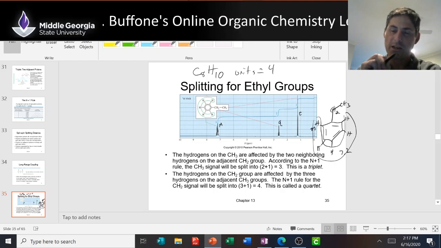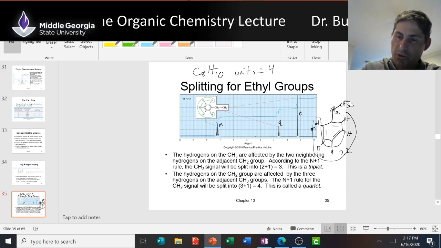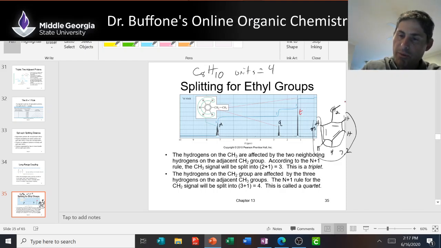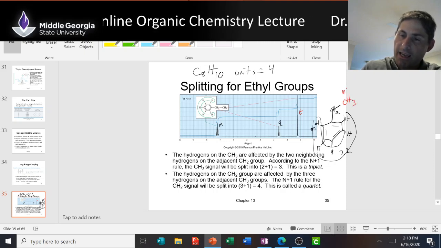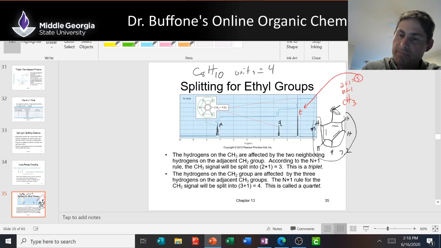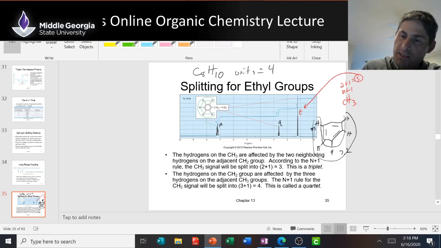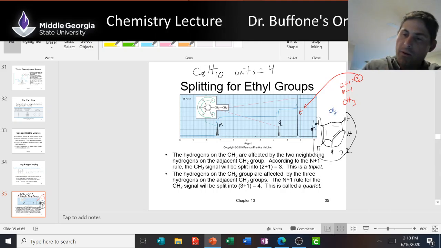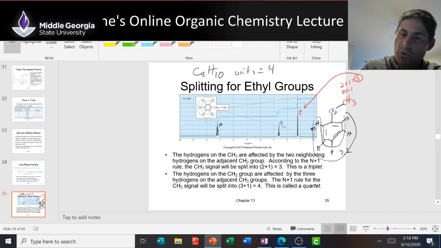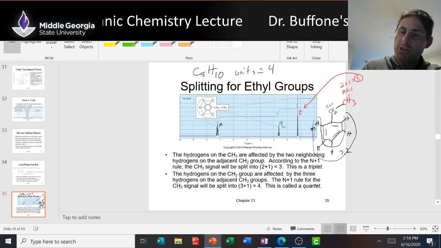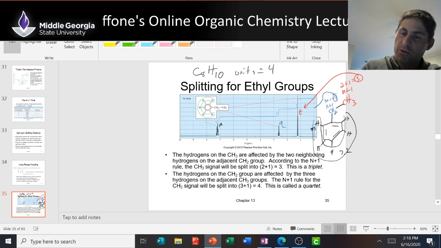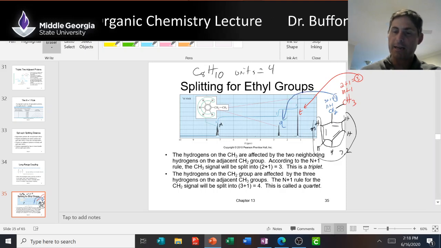It takes a lot of practice, and you've got to really slow down and do your N plus 1s. So let me do an N plus 1 for this one. T for triplet, CH3. N plus 1: it has 2 neighbors, so 2 plus 1 is 3, triplet. I'm going to put the CH2 in blue here, and that's my quartet, Q. Well, it should be blue. Q for quartet. So N plus 1, right? It has 3 neighbors, so 3 plus 1 is 4.